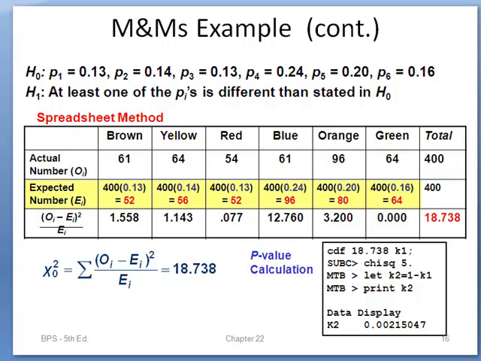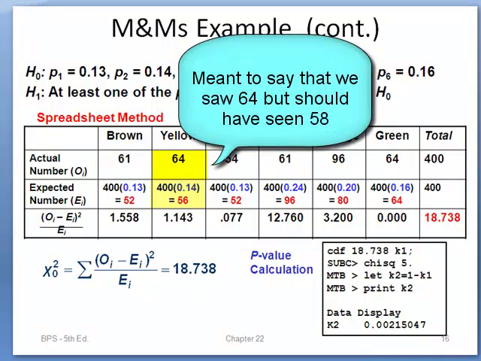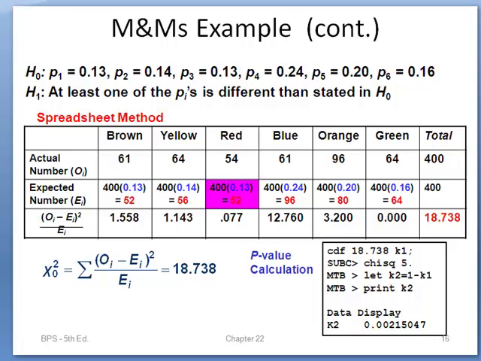Now let's look at the expected numbers. The total number of M&M's in that bag was 400. So if 13% of those should have been brown, we should have seen 52 brown, but we really saw 61. We should have seen 56 yellow, because 14% of 400 should have been yellow. So we saw 56 instead of 64. 13% should have been red. We had 400 times 13%. We should have seen 52, but the actual count was 54.